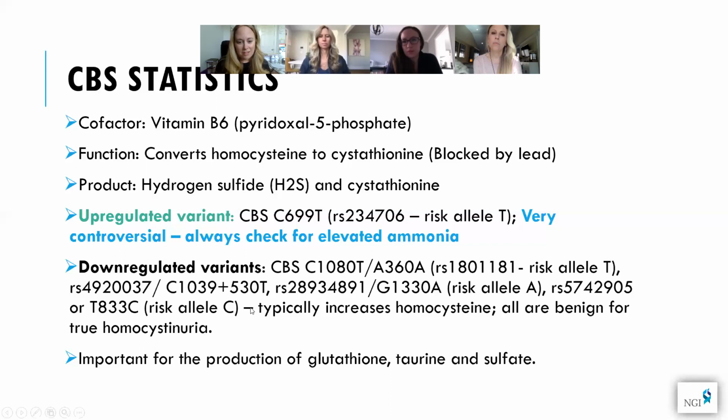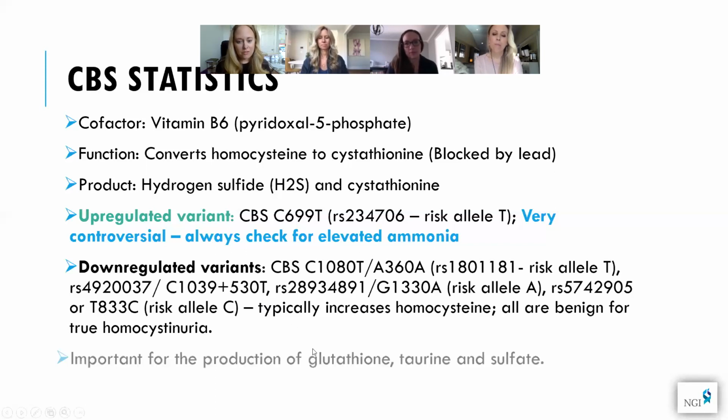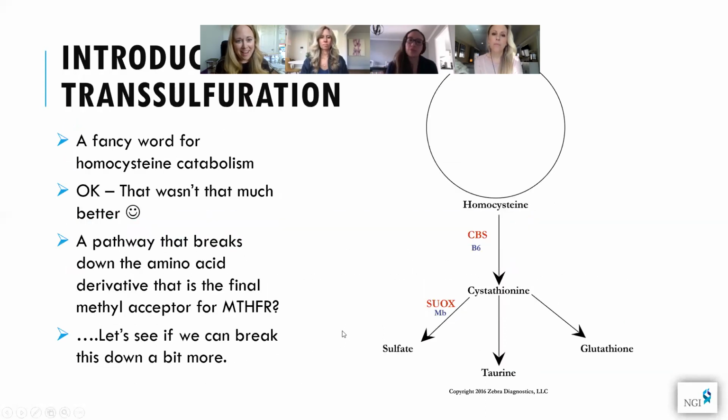One of the things I kind of get on a soapbox about at SNPED is that nothing acts in isolation. That's getting nods from everybody around here. So that's a big thing to keep in mind. The big take home for CBS is that it's important for the production of glutathione, taurine, and sulfate. As we think about our validation aspects, those are the key markers that we're going to be looking for.